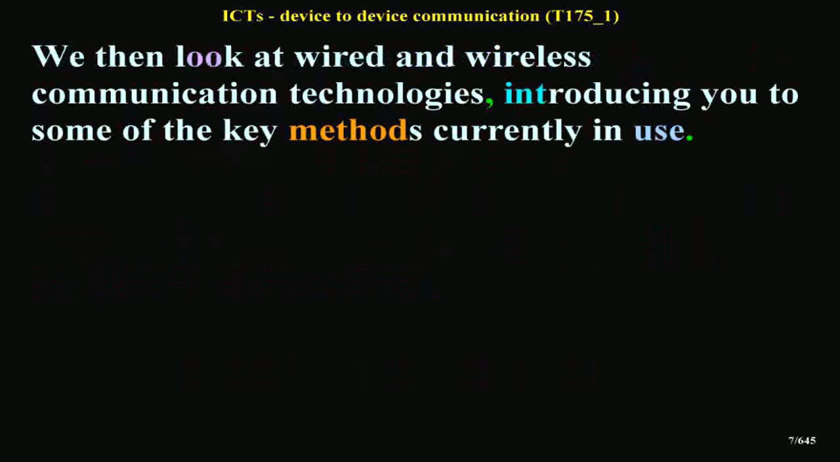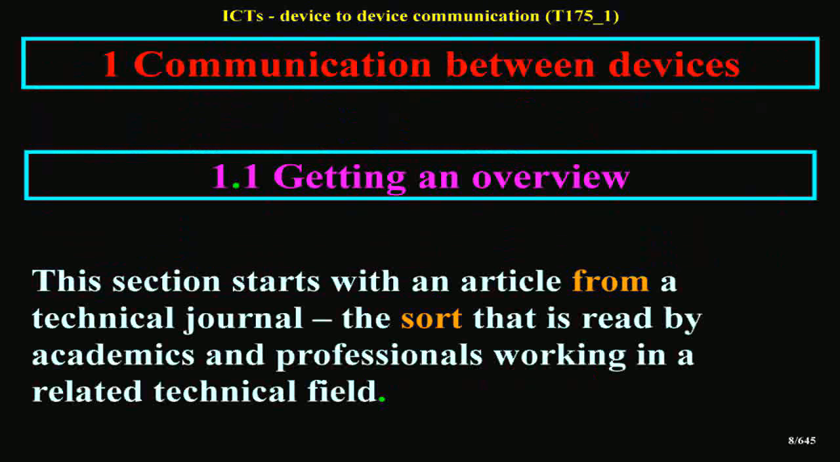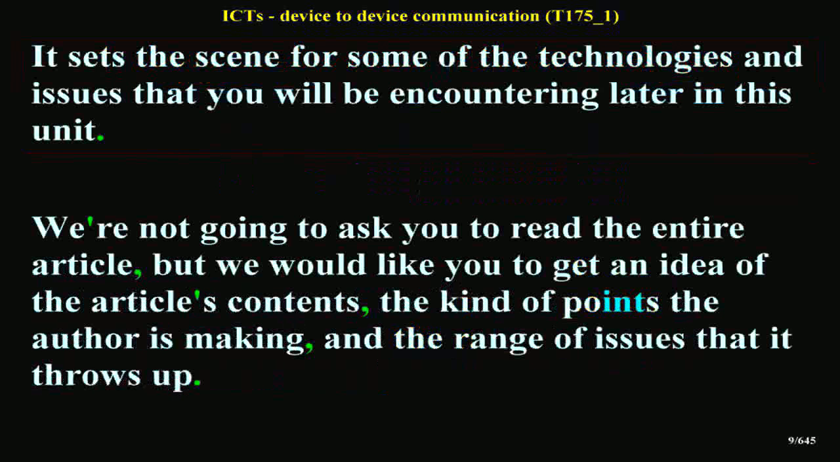We then look at wired and wireless communication technologies, introducing you to some of the key methods currently in use. 1. Communication between devices. 1.1 Getting an overview. This section starts with an article from a technical journal of the sort that is read by academics and professionals working in a related technical field. It sets the scene for some of the technologies and issues that you will be encountering later in this unit.